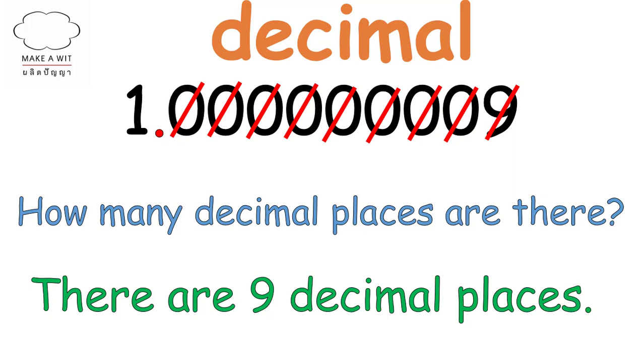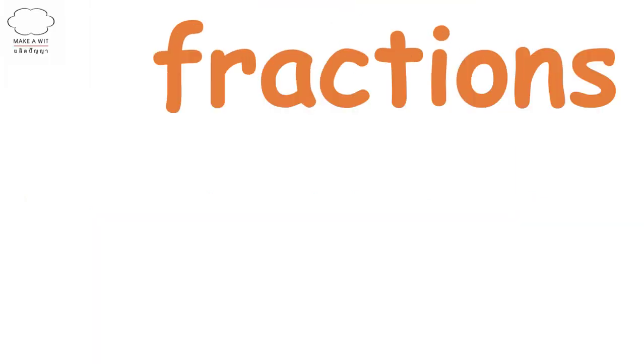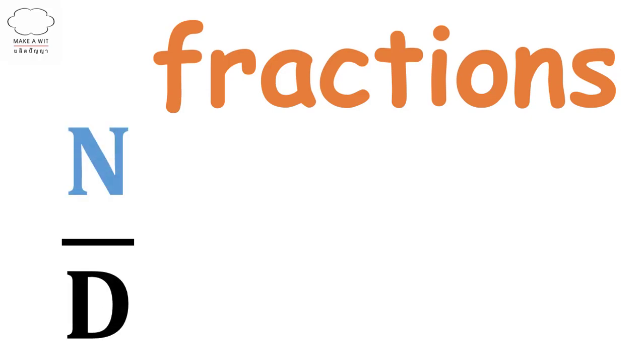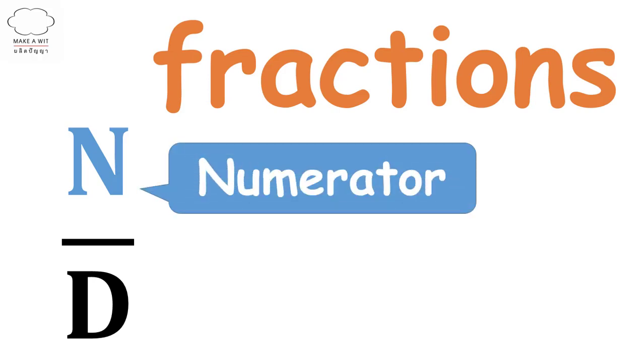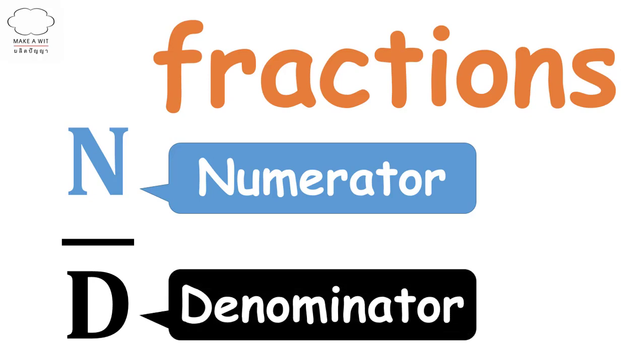So right now you know decimals already, and now we are going to learn about fractions. What is a fraction? Okay, look at this one. You can see n over d. What is that? Do you know this one? If you don't know, look at this. N is the numerator. Everybody say numerator. 1, 2, 3. Numerator. Very good. And D is the denominator. Everybody say denominator together. 1, 2, 3. Denominator. Good job.